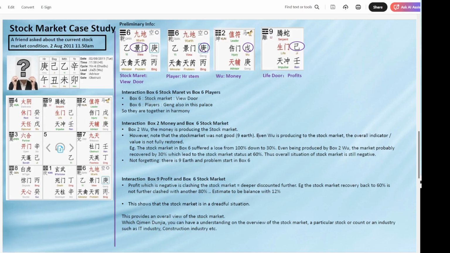So this is just an example of how we can use Qimen Dunjia to have an overview of a stock market. If we want to look at how it works for a stock itself, we can also ask the same question. We can ask a question to look at the stock situation, or even an industry itself: IT industry, construction industry, education industry. We can still have an overview of it with Qimen Dunjia, which I think is very amazing.